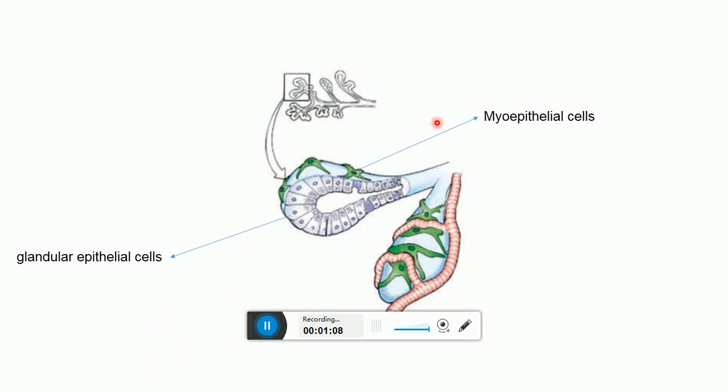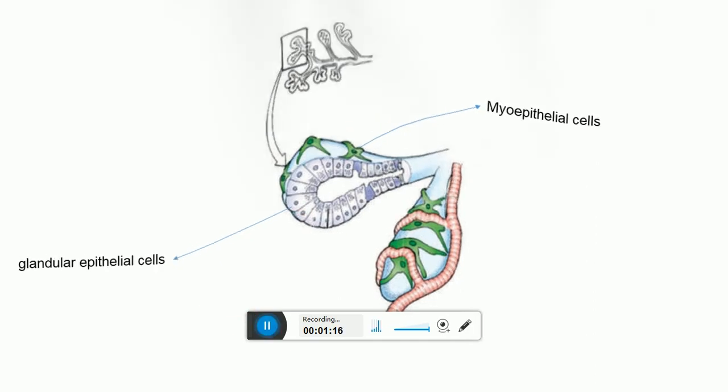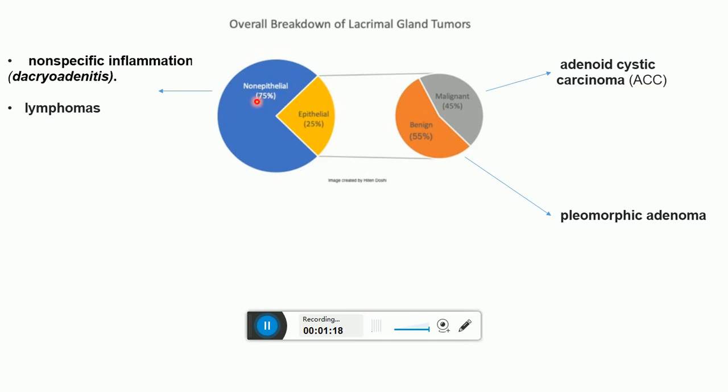The anatomy: the lacrimal gland consists of myoepithelial cells and glandular epithelial cells. The overall breakdown of lacrimal gland tumors: they are divided into non-epithelial and epithelial. Non-epithelial are 75%. Epithelial are 25%. Among non-epithelial, the most common are dacryoadenitis, non-specific inflammation, and lymphomas. Among the epithelial, 55% are benign, 45% are malignant.